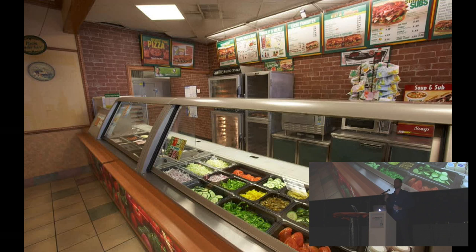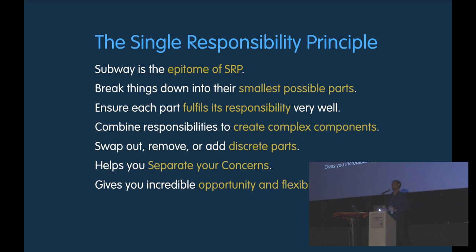For me, this is the epitome of the single responsibility principle. This is the best real-world example that I can think of. I go through this example with clients and workshop attendees all the time because it really reframes the way we think about the single responsibility principle and monoliths. Break big things down into their smallest possible parts and ensure that each part fulfills its job very, very well. The single responsibility principle is all about dealing with one job. The other kind of definition is single reason to change.